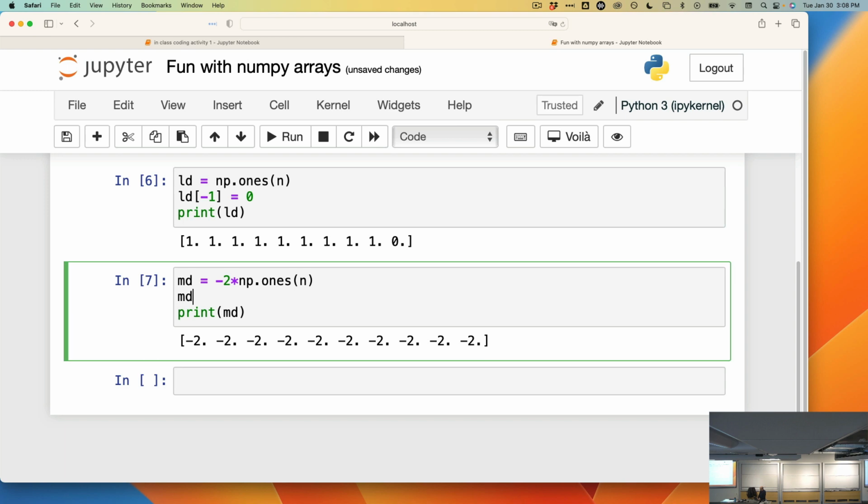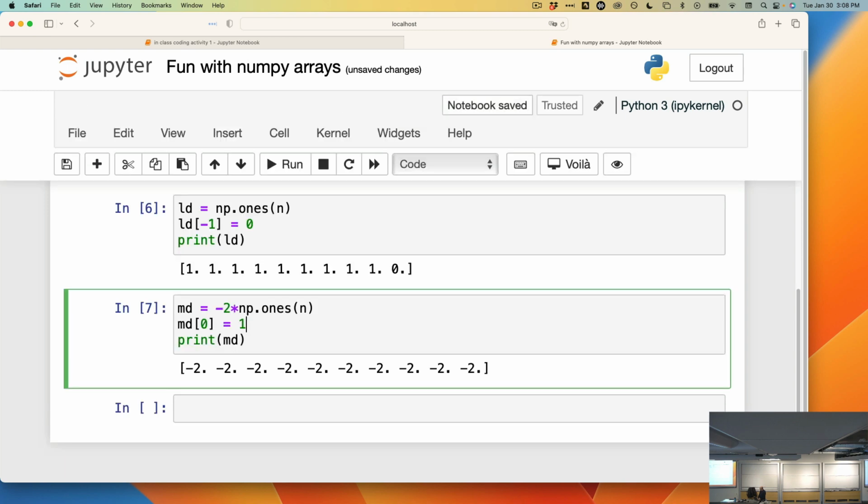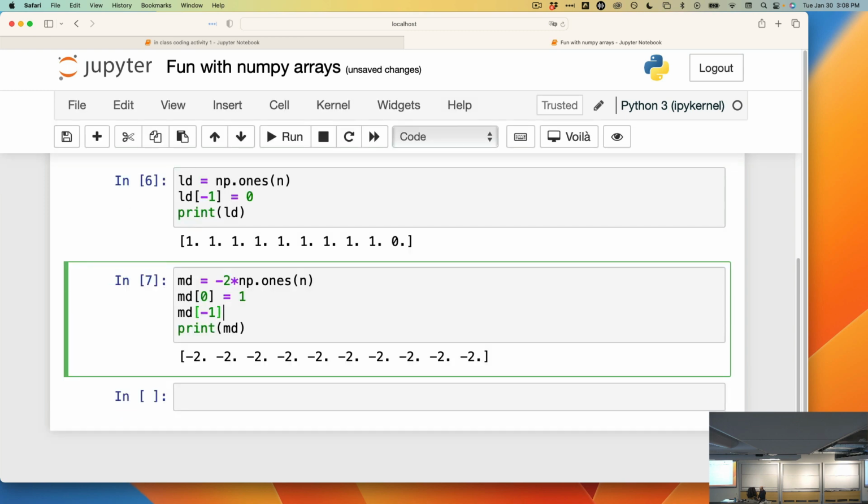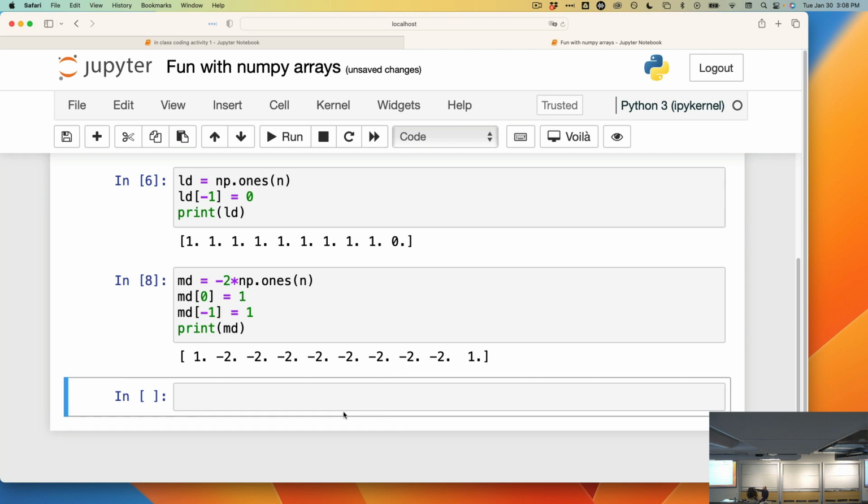Let's fix it now. MD at 0 is 1, and MD at the end, so MD of minus 1, is also 1, and then I fixed the first and last values. Those are the boundary values, right? 1, minus 2, minus 2, minus 2, minus 2, 1. So that's step one. Just create those diagonals as 1D arrays. Agreed? 1D arrays.